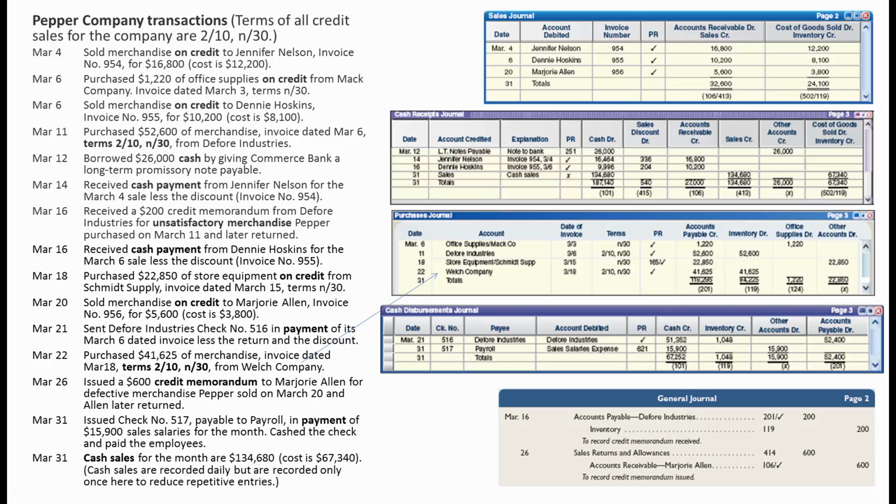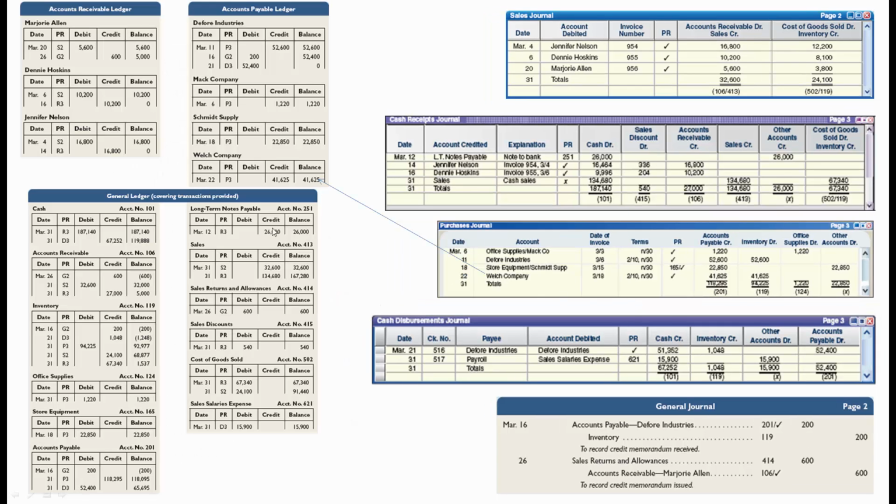So next, we're going to purchase inventory on credit from Welch Company. So this is our purchases journal of our purchases on credit. And we want to update the vendor file for Welch Company.